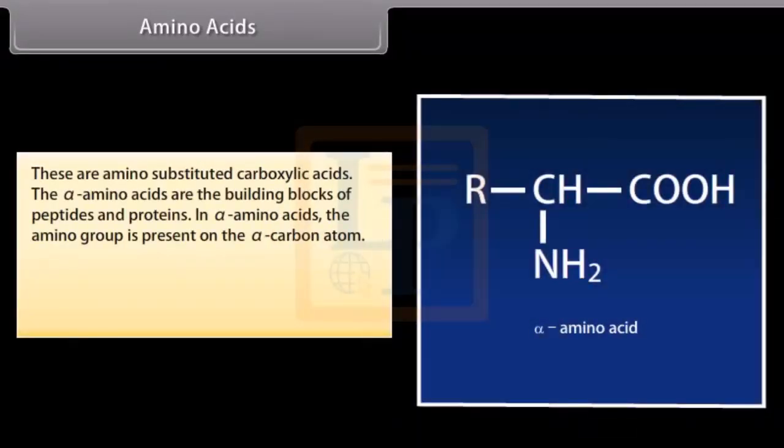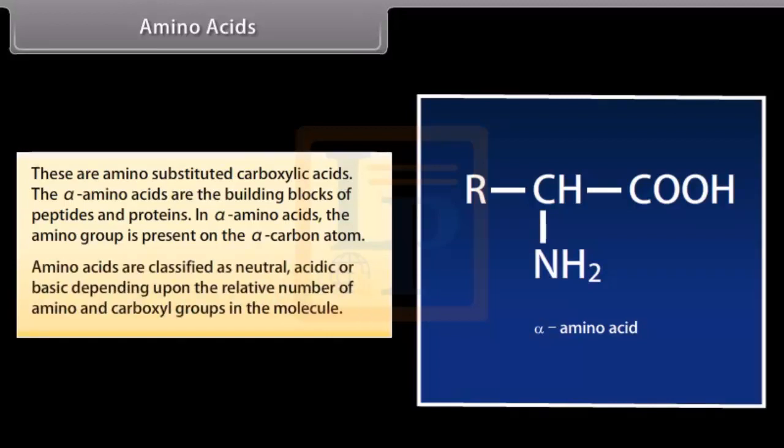Amino acids. These are amino-substituted carboxylic acids. The alpha amino acids are the building blocks of peptides and proteins. In alpha amino acids, the amino group is present on the alpha carbon atom. Amino acids are classified as neutral, acidic or basic depending upon the relative number of amino and carboxyl groups in the molecule.